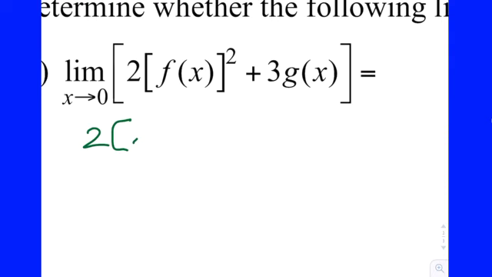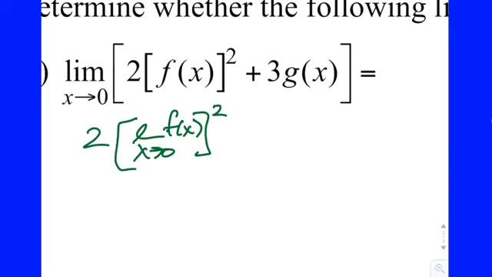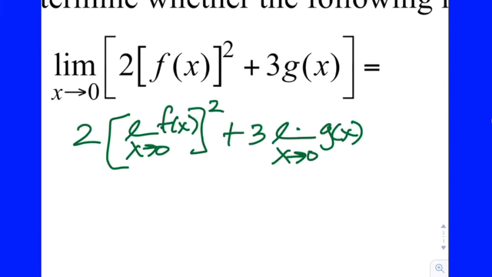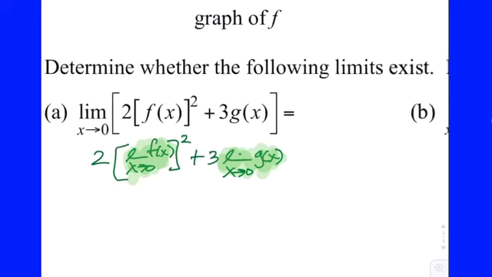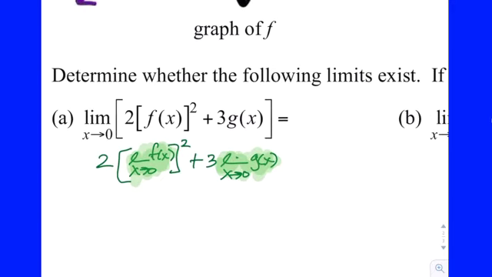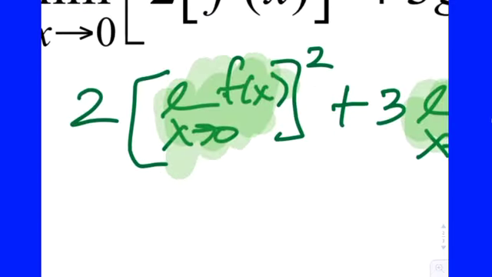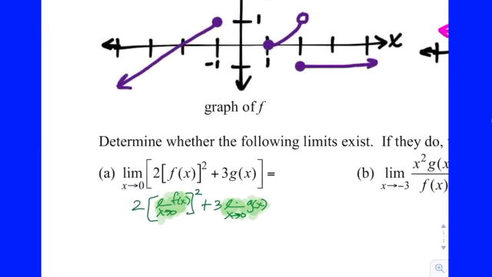This is going to be 2 times the limit as x goes to 0 of f of x, and then that would be squared there. I guess we don't need those extra set of parentheses. We'll get rid of that one. All right, so there's that one, and then plus 3 times the general limit as x goes to 0 of g of x. All right, so then to get it down to here gives us now something that we can either substitute with given values or pull from the graphs of f and g respectively. So they're both approaching 0 from both sides. So let's do the f first, and just make sure you get the right graph. That's the one here on the left.